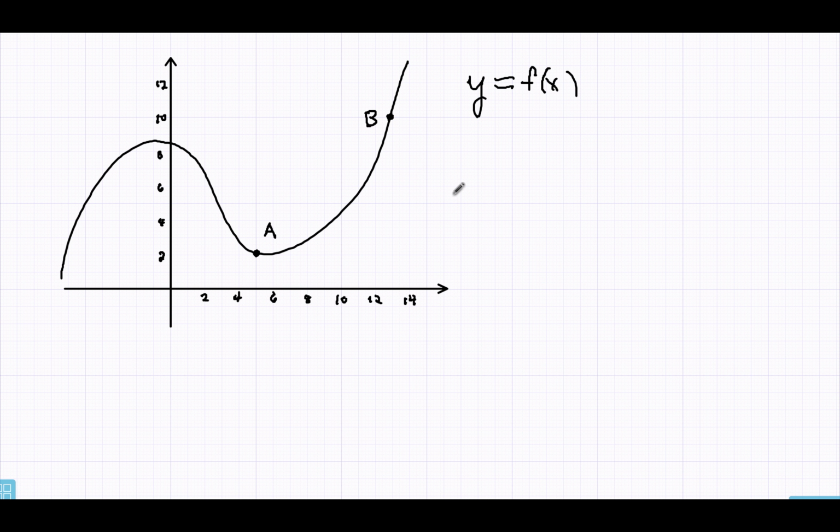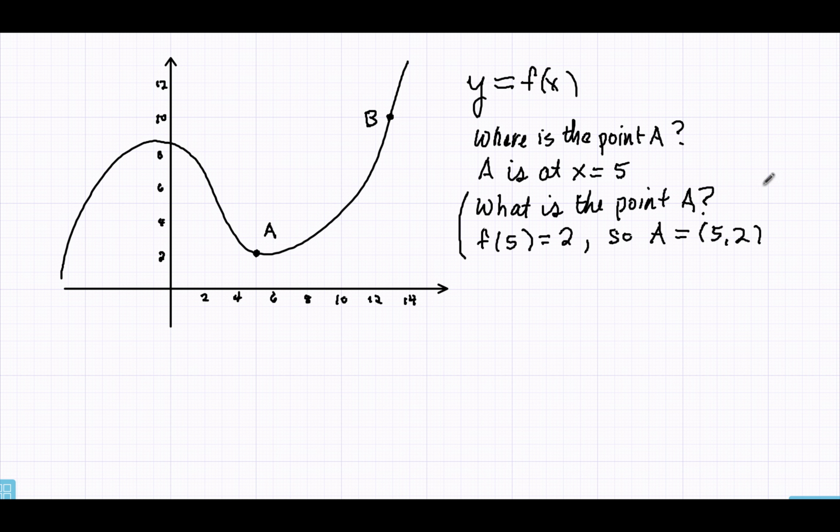Plugging into the formula would tell you the y, and then you'd have complete information about the position of the point. For example, if someone was asking the location of the point A on the graph of y equals f of x as pictured, I would tell them that it's located at x equals 5. If you know what the function is, and if you know that the point A is located at x equals 5, then you can refer to the formula for f to figure out what the y is. You know everything there is to know about that point.